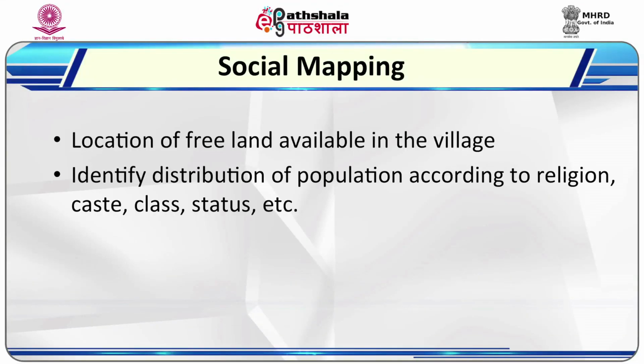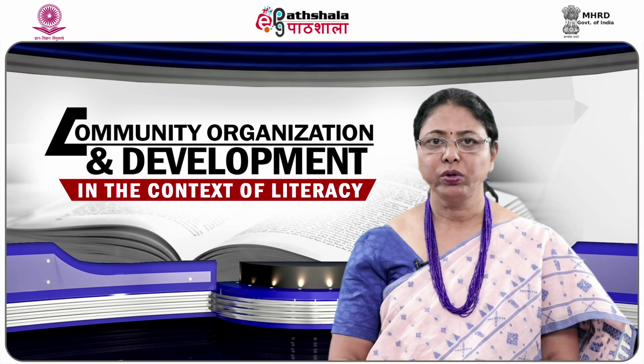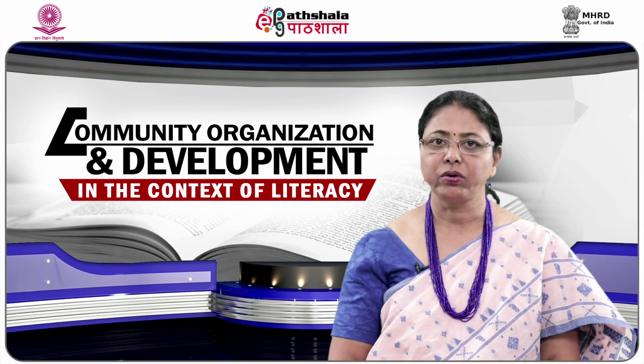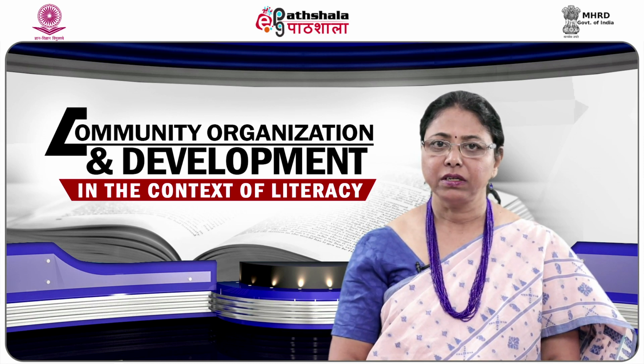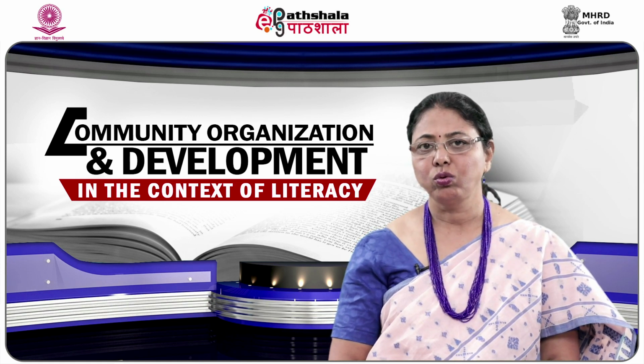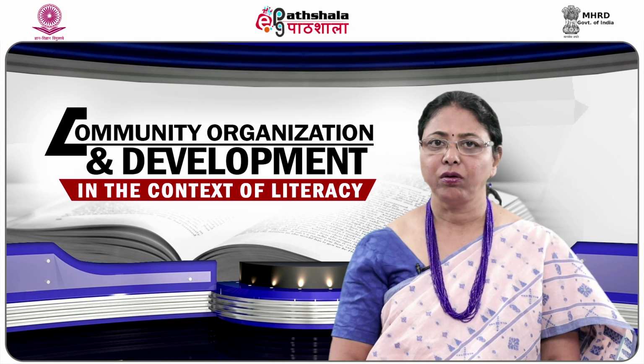Through this map, one can also locate the free land available in the village. Social maps can be used to identify distribution of population according to their religion, caste, class, status, etc. This information helps in planning different programs in future. There are some useful tips while drawing a social map. Choose a common place for drawing social maps, such as open ground in front of the Gram Panchayat, that is village panchayat, or school or Anganwadi or any other open area.